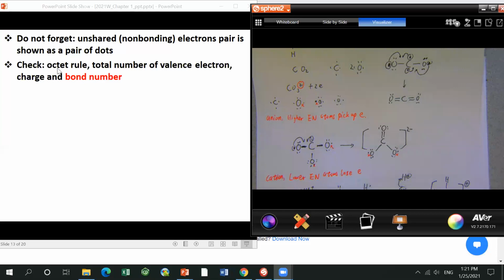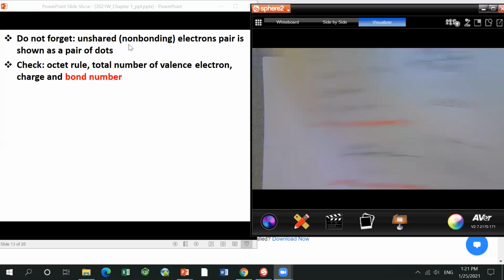One common mistake from students is forgetting to label lone pair electrons. Make sure you don't forget it. And then next we come to important information about the bond number.